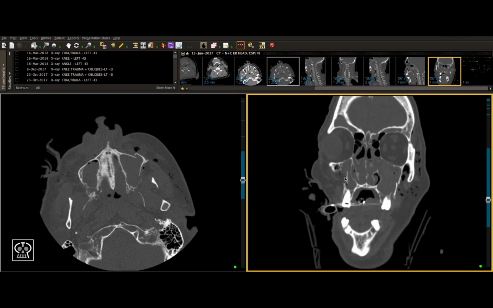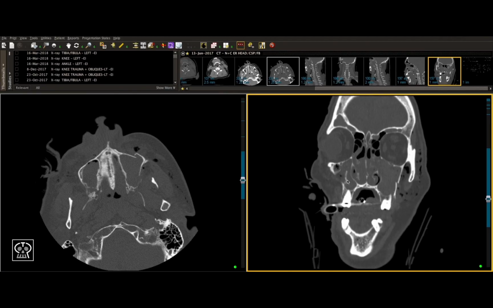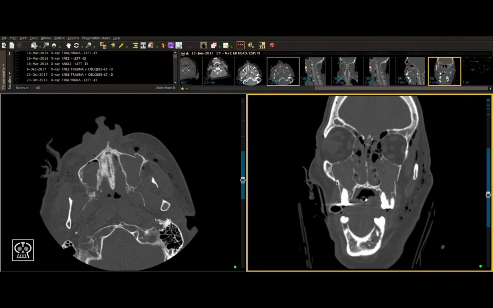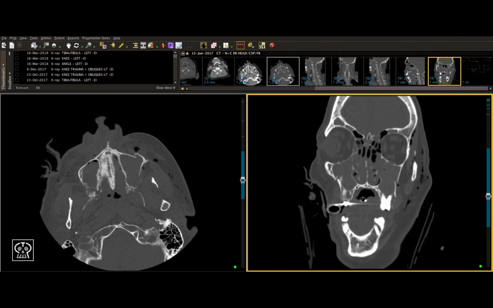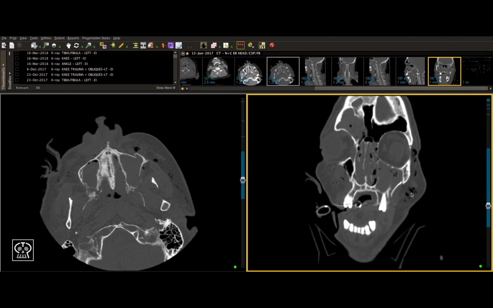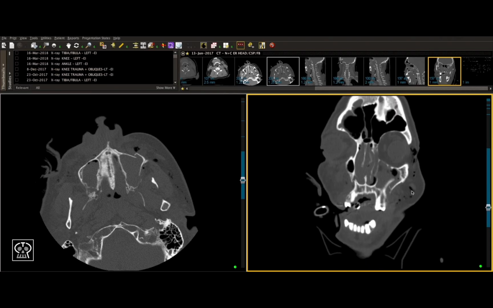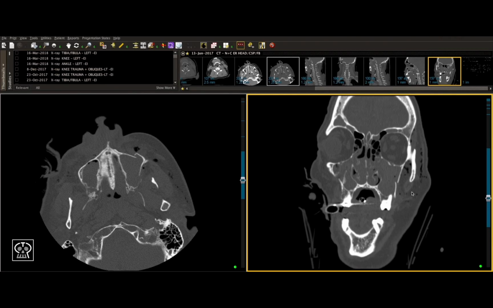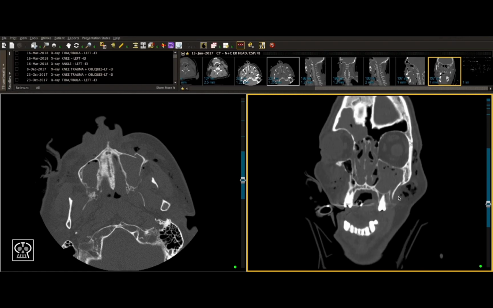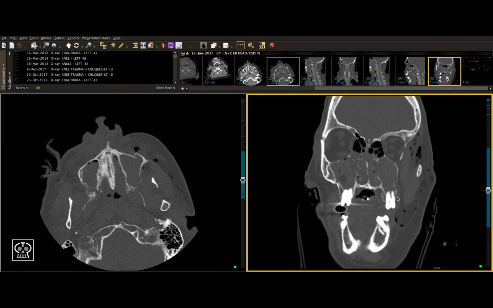Scrolling backwards, we can see the sinus wall fractures we were talking about before, as well as a fracture at the zygomaxillary junction. This is on the right side, as well as on the left side. As we scroll more posteriorly, we can examine our pterygoid plates.